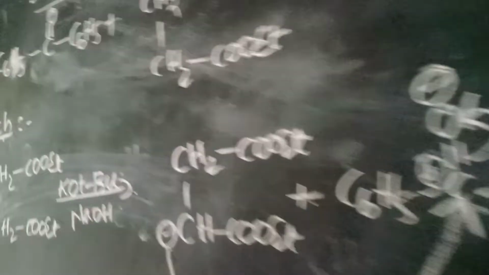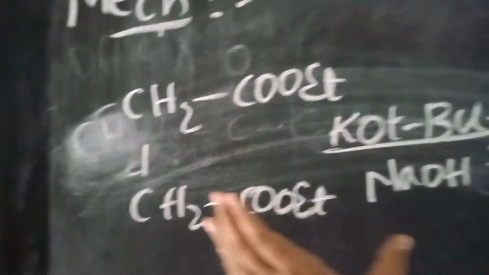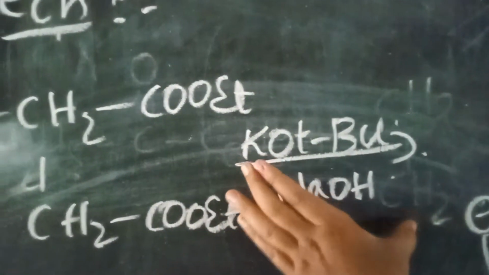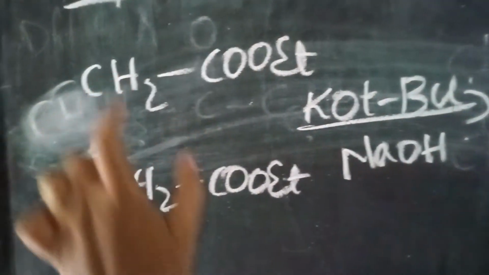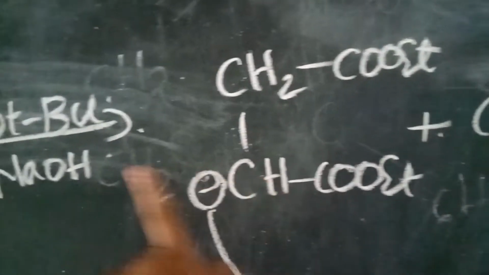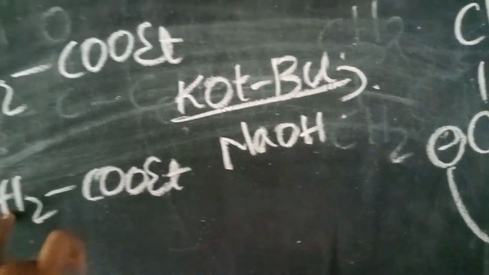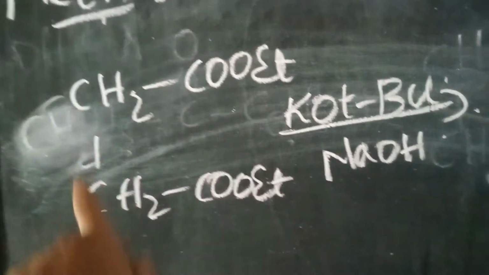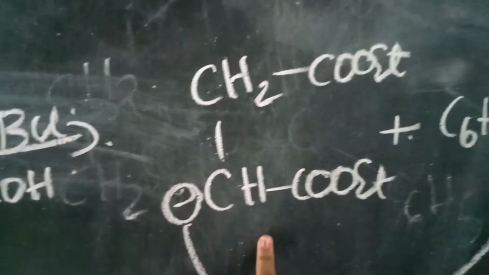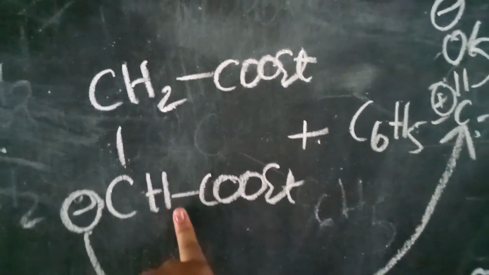Mechanism: first, we have to take succinic ester. It is treated with base. The base extracts a proton from one of the carbons, from this CH2 or this CH2, and it forms a carbanion like this, a succinic carbanion with succinic ester.